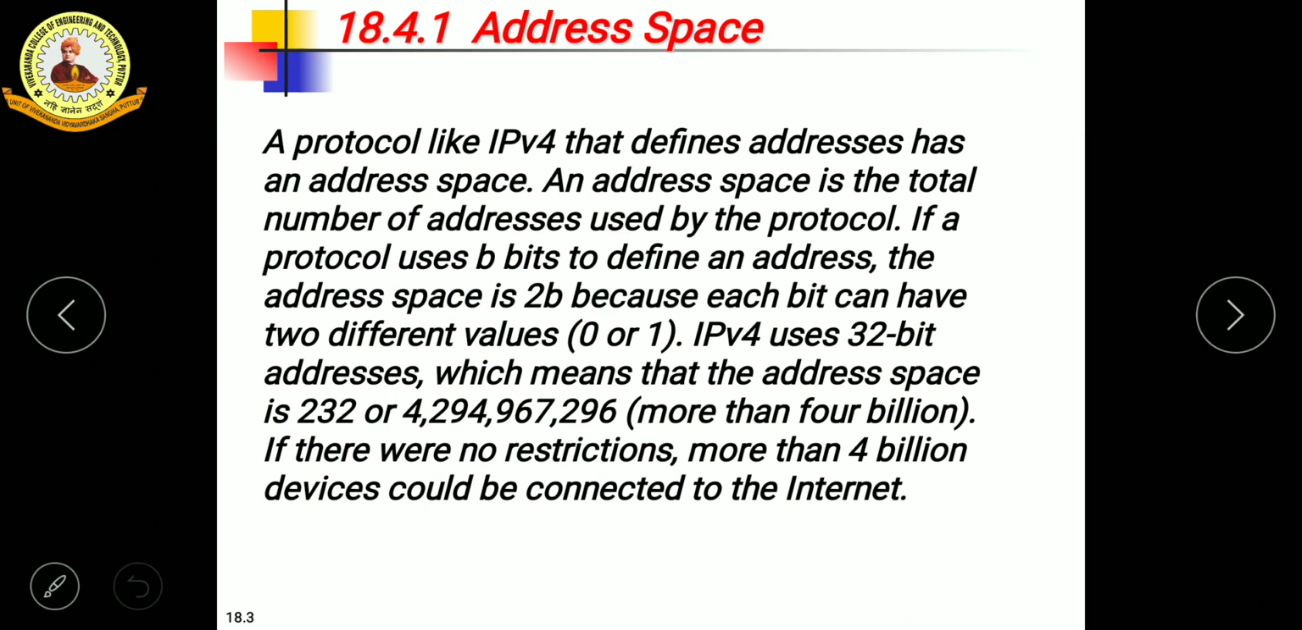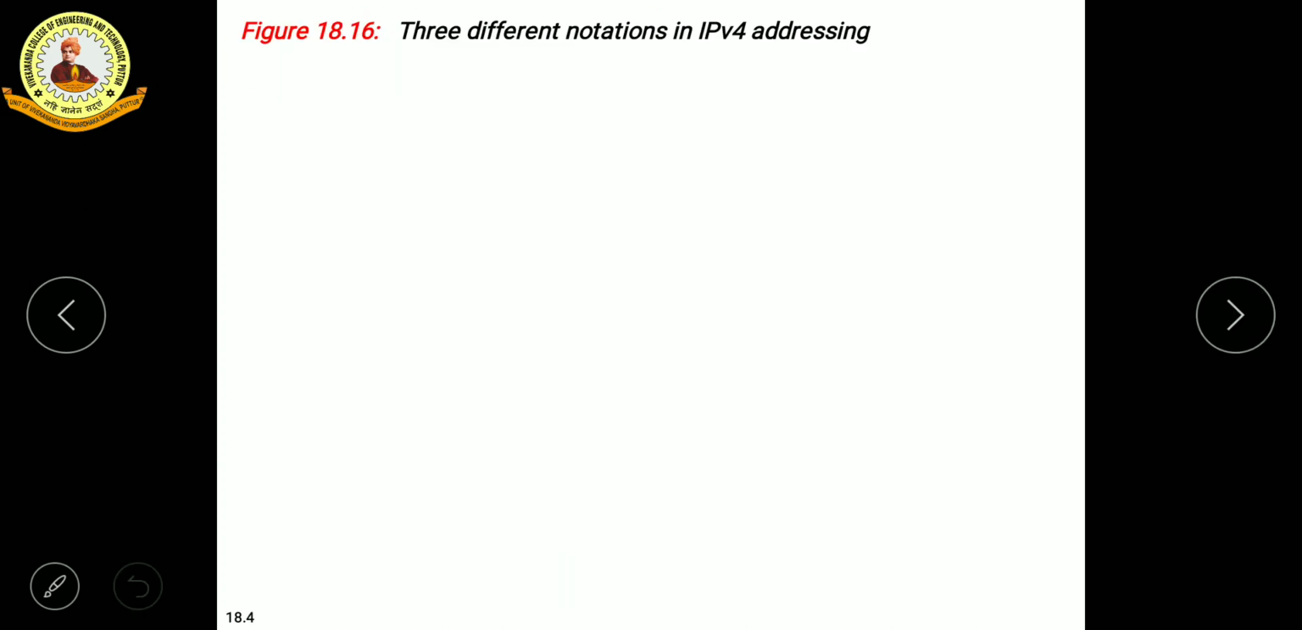That is the address space of IPv6. Coming to IPv4, it is 2 raised to 32, not 232 as given in the slide here. It is given by mistake. It is 2 raised to 32, or 4 billion devices.